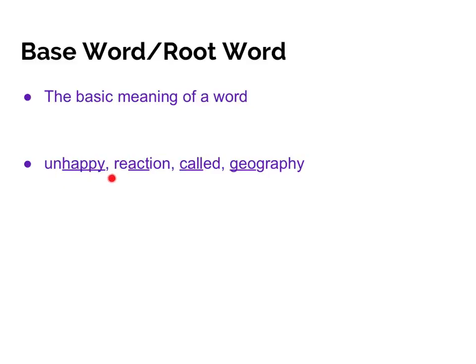So for example, unhappy, the word that we started with would be happy. We added un to it to change it to be not happy. So the base word here would be happy. Here, reaction, we started with act, then added re and tion to mean something that you do in response to something else. So act is something that you do. So this word is about doing something. Called, our root word or our base word would be call. This is what we start with, and then we added the ed ending to make it in the past tense.